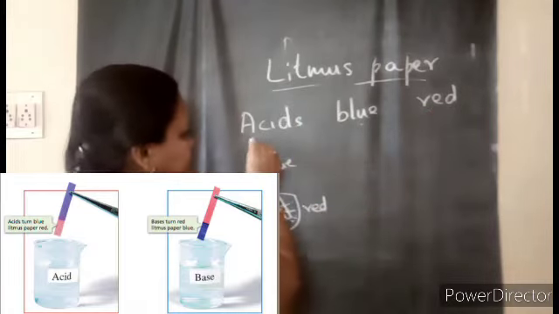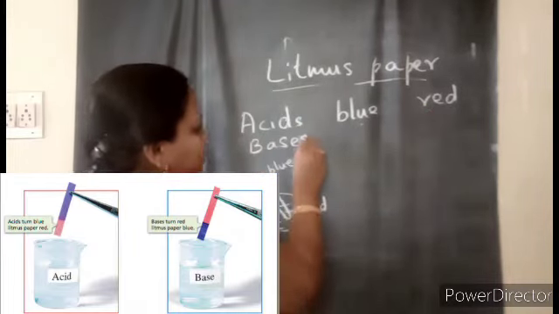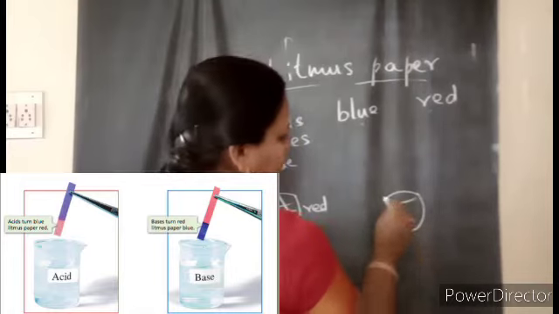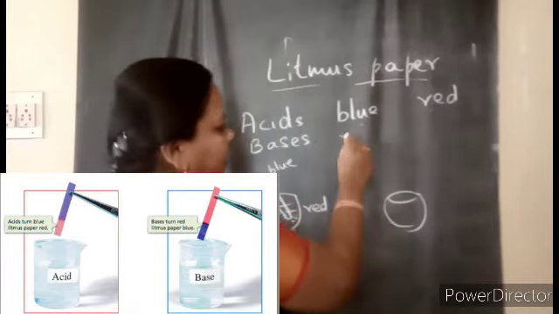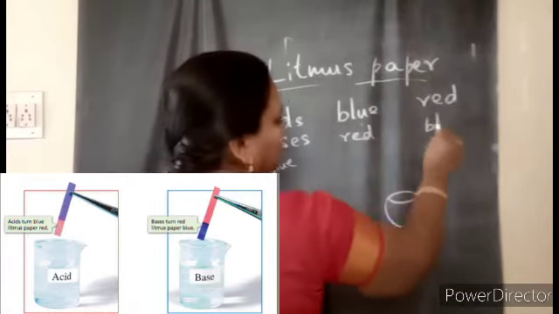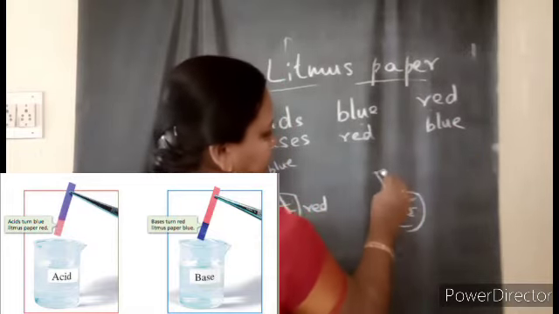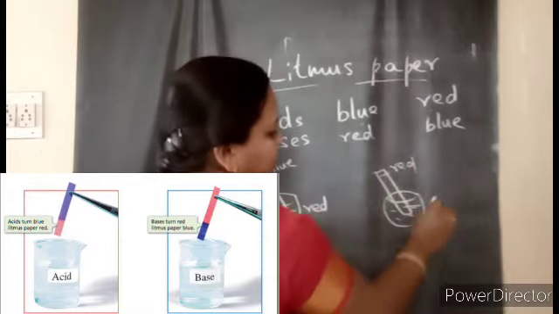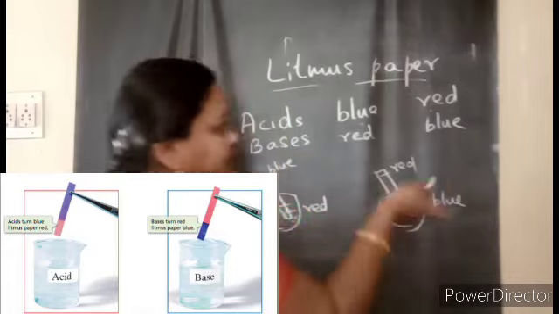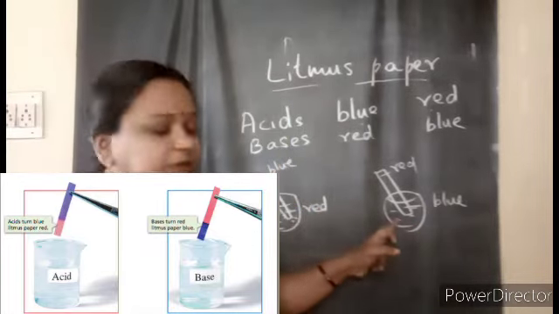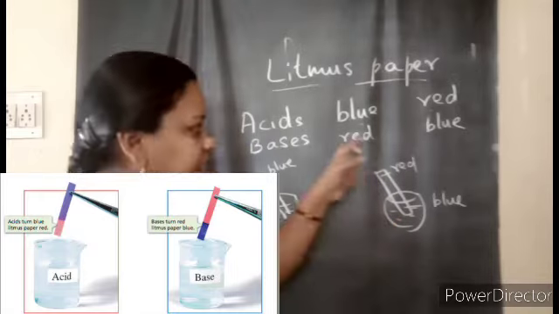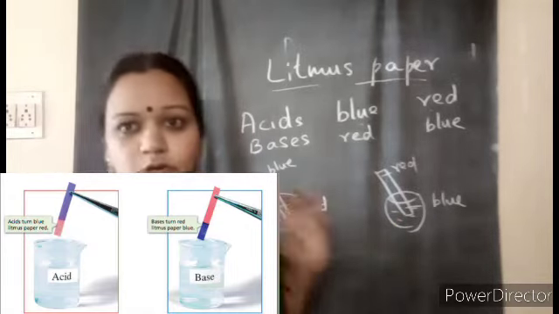Now coming to bases. If another solution is there, and they gave you red litmus, the red will change into blue. So now you take the red litmus, and red will change into blue litmus. But if the blue litmus is kept here, there will be no change. If red litmus is kept here in the acid solution, there will be no change.